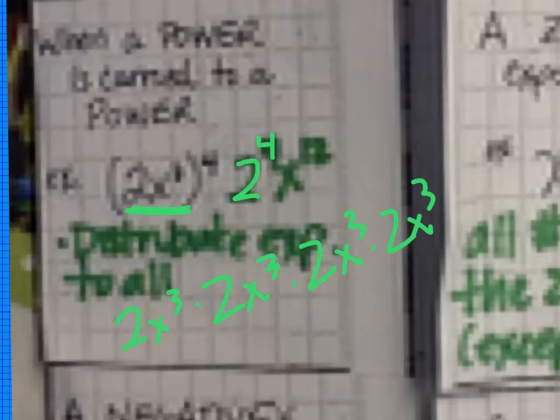When you have something in parentheses, a power that's been carried to a power, it's the same thing as this particular base being multiplied by itself 4 times. It would be 2x to the third times 2x to the third times 2x to the third times 2x to the third, which is 2 times 2 times 2 times 2, or 2 to the 4th power. And x to the third, 3, 6, 9, 12, which is the same thing as 3 times 4 is 12. So we're going to distribute the exponents to all parts of that base.